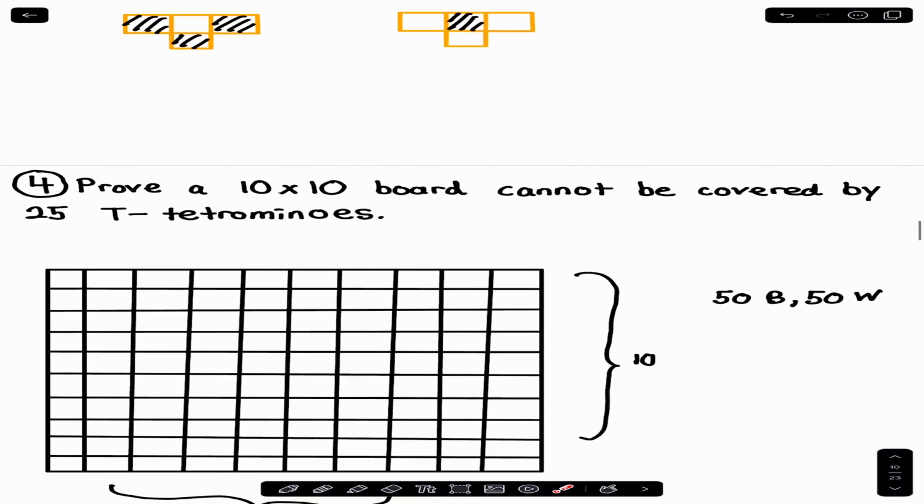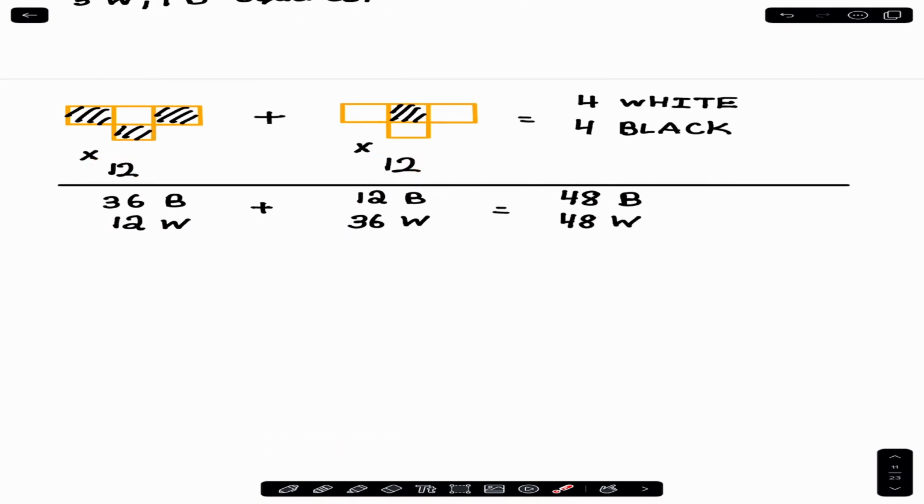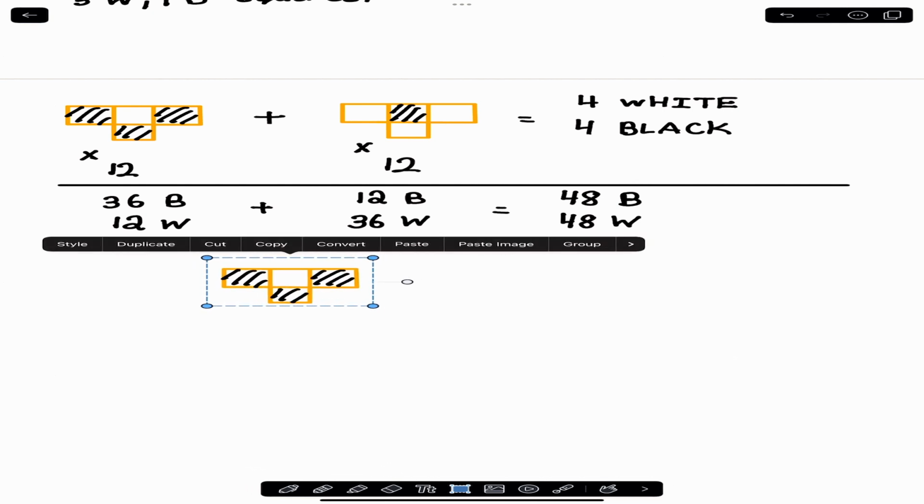said 12, and that's because we are given that we have 25 T-tetraminos. So how many T-tetraminos have we used up so far? Well, we've used up 12 here, 12 here. That means so far we've used up 24 T-tetraminos. Now, we need one more. And the thing is, it doesn't matter whether we choose to use this one or this one. I hope you see the problem. Let's say we tried to use this one. So this is our 25th tetramino.